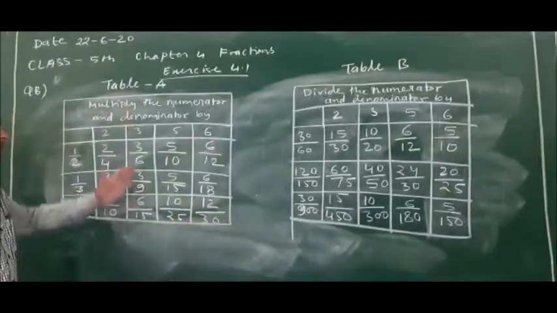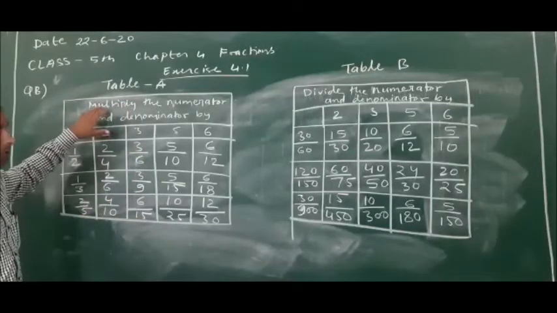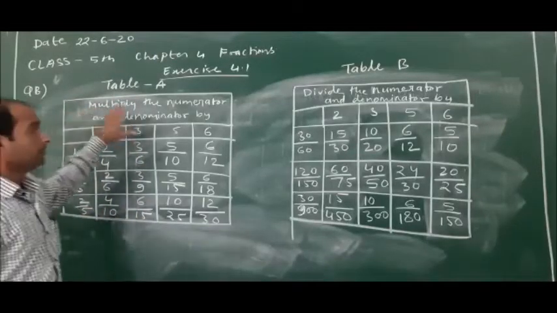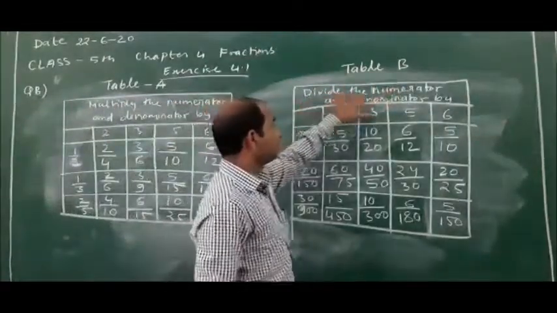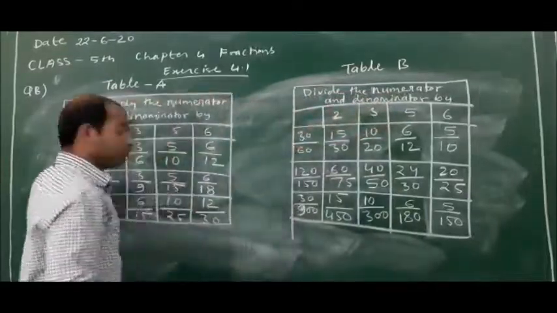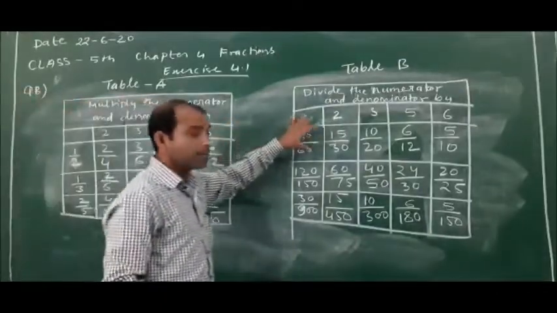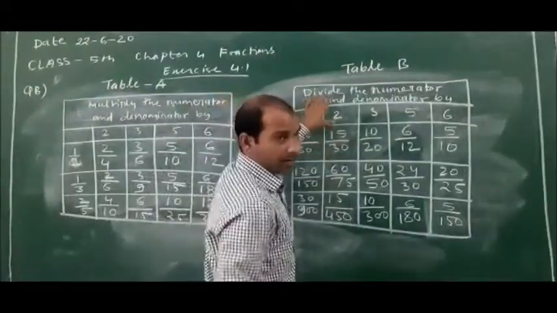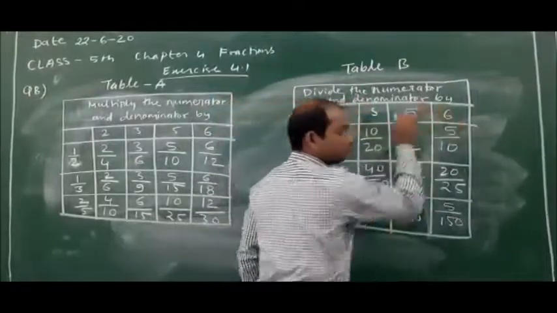This table is completed. In this table, we multiply. But in this table B, we divide the numerator and denominator. हमने यहाँ पे न्यूमरेटर एंड डिनोमिनेटर में मल्टीप्लाई किया, बट इन दिस टेबल वी डू हियर divide by the 2, 3, 5 and 6.